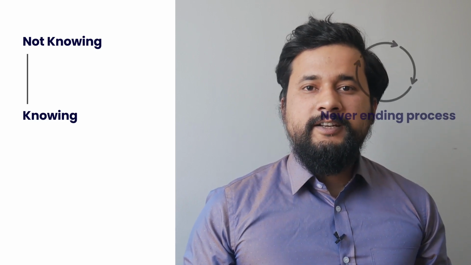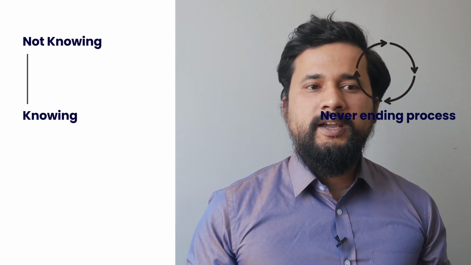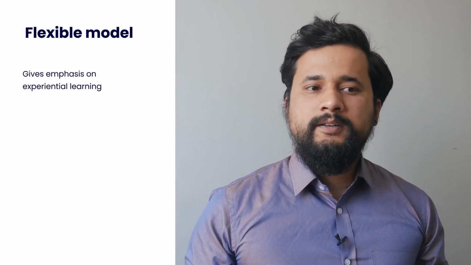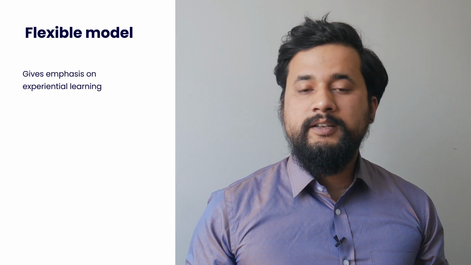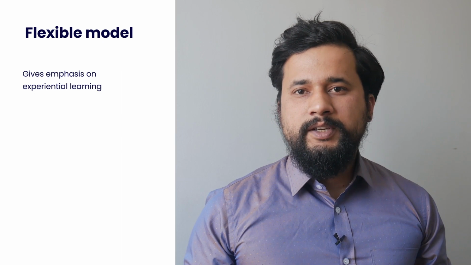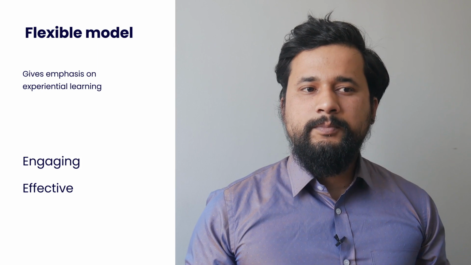Some people see learning as a straight line from not knowing to knowing, but Kolb defines learning as a never-ending process. We constantly experience things that defy our view of the world, and we constantly learn, unlearn, and adapt to those experiences. The Kolb learning cycle is a flexible model that has gained popularity for its emphasis on experiential learning and its practical application in various settings. The model provides a framework for educators and trainers to design learning experiences that are engaging, effective, and learner-centered. Now let's look at the cycles.